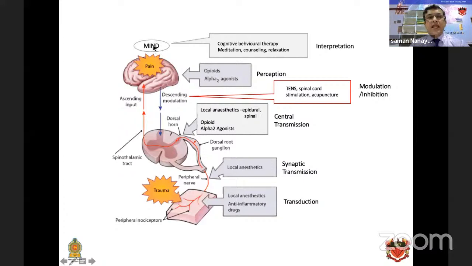Well, the brain and the mind. The mind is above the pain, the mind is outside the brain, the mind is all over the body, it's outside the body. Well, it is integrated with the body organs also. The final interpretation of whether this tissue damage is painful or not will be done by the mind together with the brain.